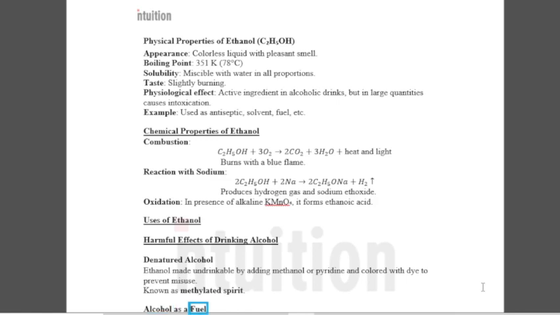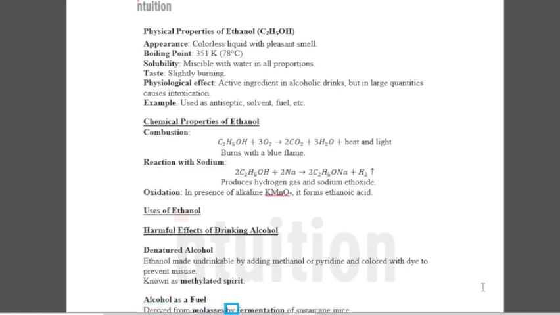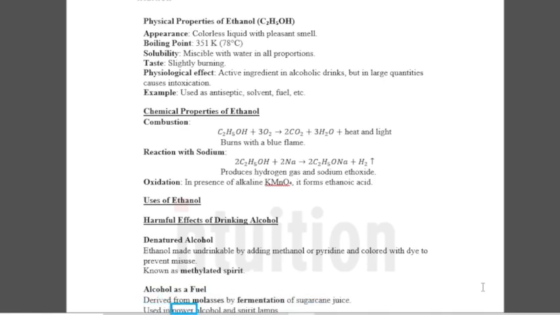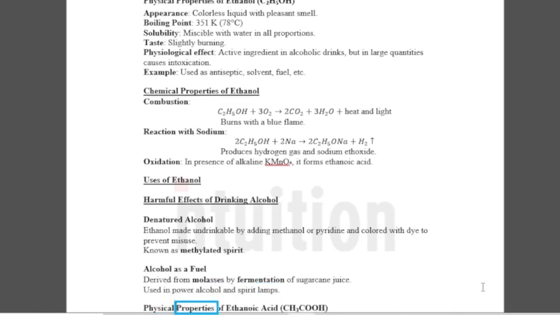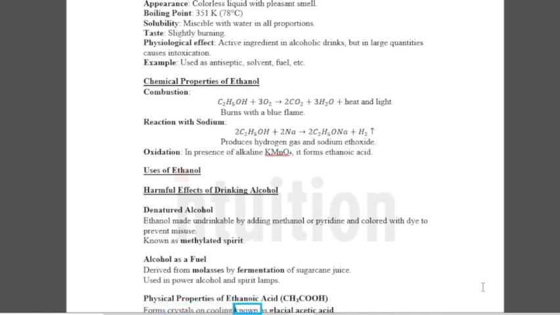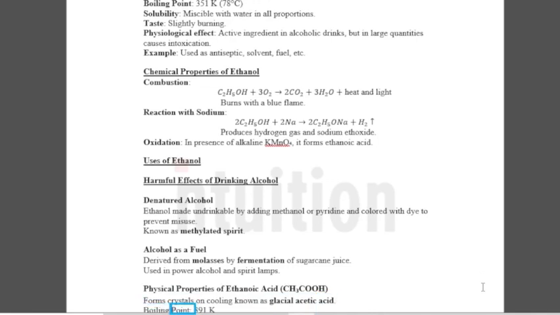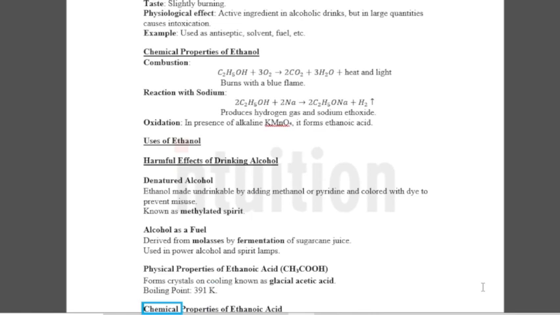Alcohol as a fuel is derived from molasses by fermentation of sugarcane juice. Used in power alcohol and spirit lamps. Physical properties of ethanoic acid. It forms crystals on cooling, known as glacial acetic acid. Boiling point 391 K.